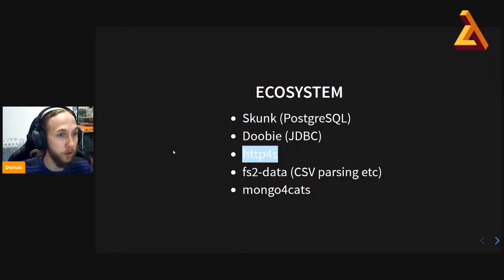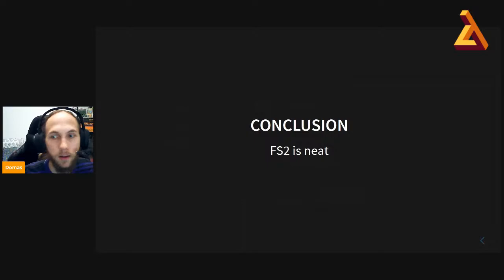You have HTTP4S, an incredibly mature HTTP library, as well as just a myriad of other things, a couple of which I've used personally, which is why I picked them. We have FS2 data, which is a lot of what we've seen before. So reading from files, but it gives you the capability to read CSVs, read JSON files, read XML files, and it's also very, very useful. And similarly, Mongo for Cats is another library that's much like Skunk and Doobie, which allows you access to Mongo.